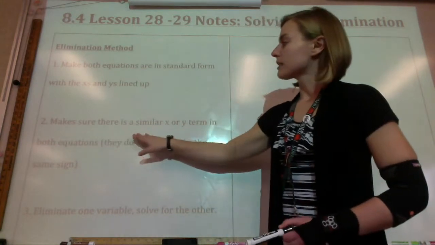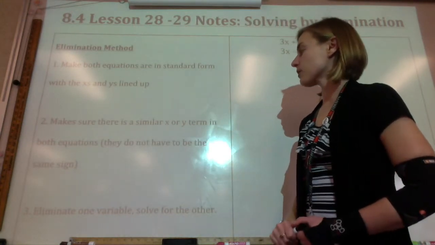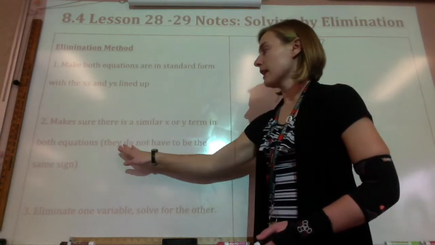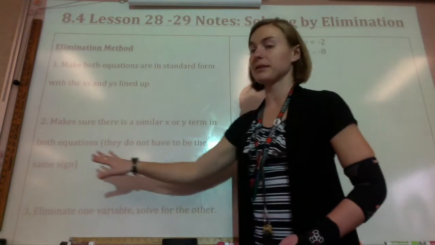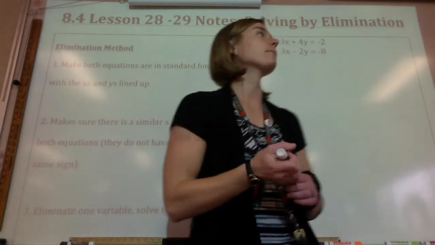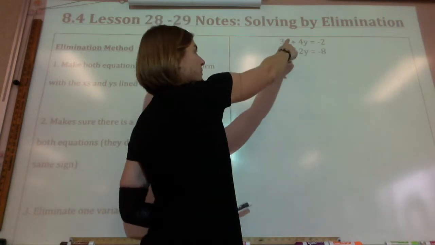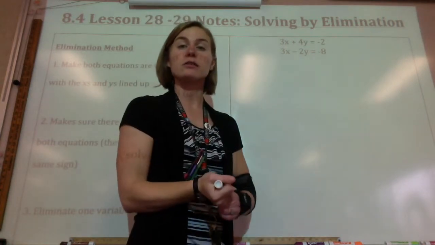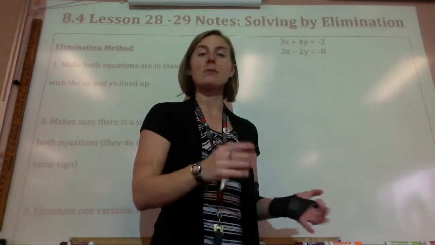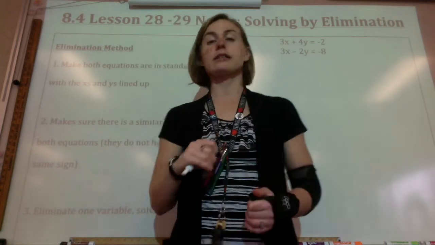Step 2 says make sure there is a similar x or y term in both equations. Now it says it needs to be similar, but they don't need to be the same sign. So let's see if we have that. Well, we have a 3x in both equations. So that's good. So step 1 and 2 were already done for us. So let's take a look at step 3.